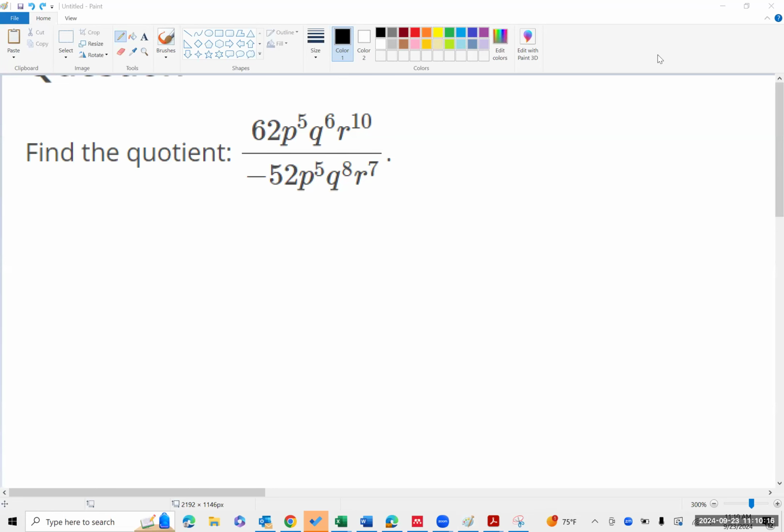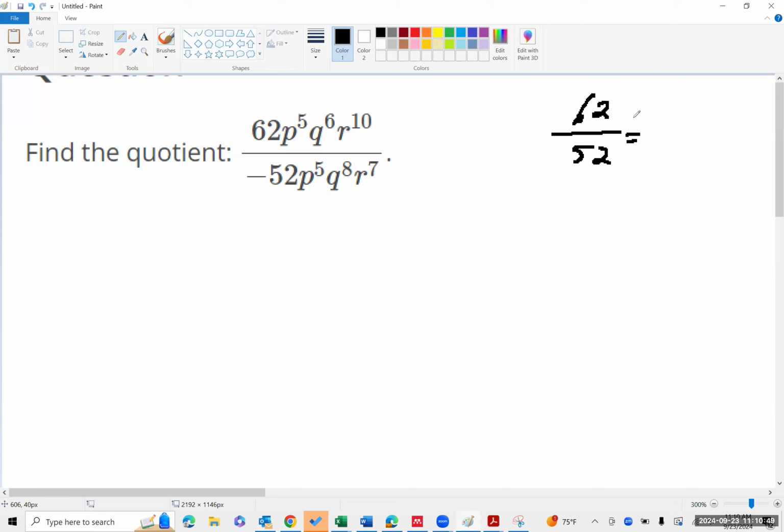Here we're being asked to divide a monomial by another monomial. It may not be clear that it's a monomial because there's a lot of pieces to it, but this is one term and this is one term. So the way we do this is we take 62 over 52 and we reduce that. So I'm going to do that. Let's do that over here.